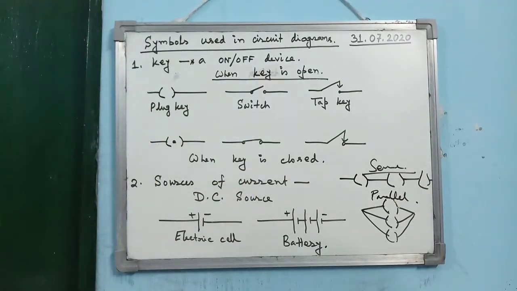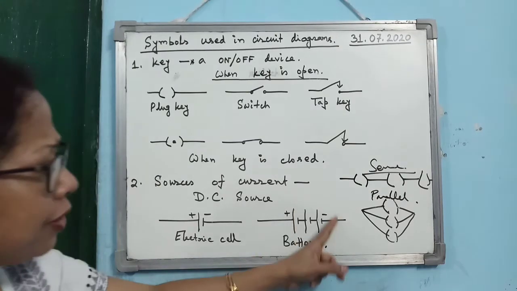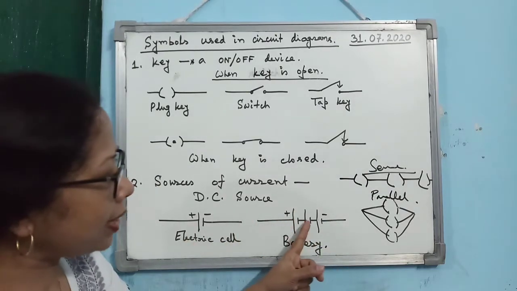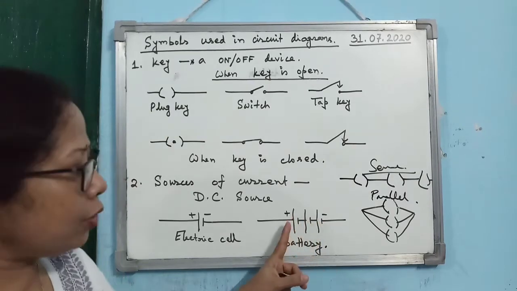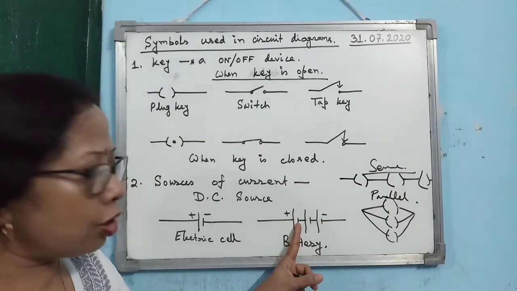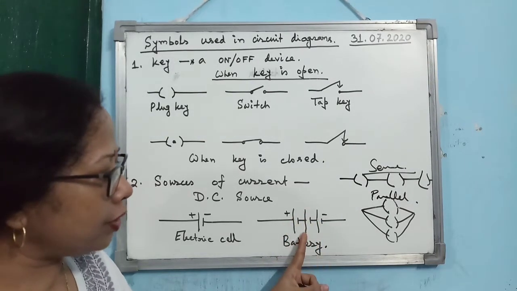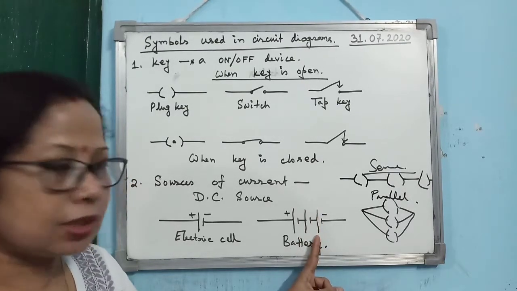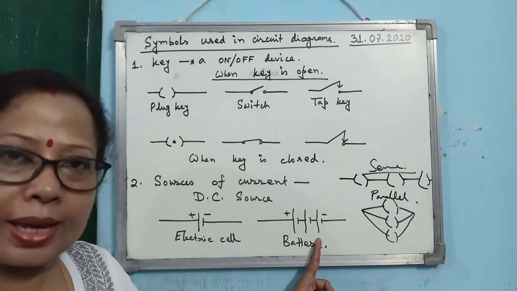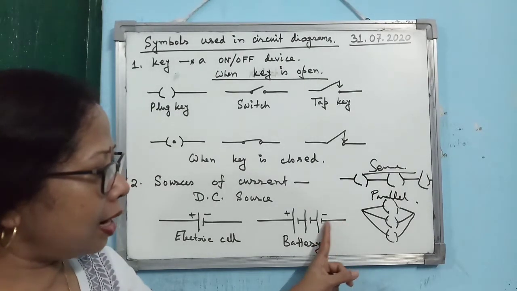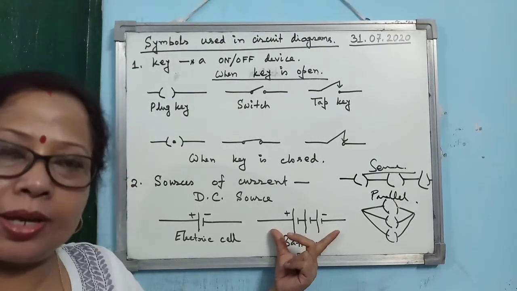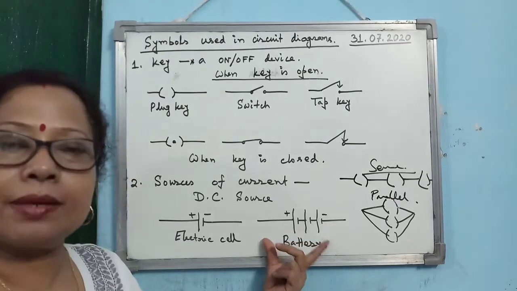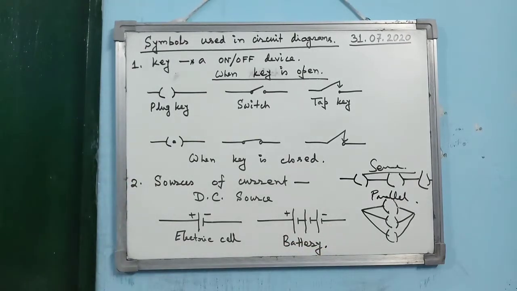Alright, now generally battery means what? All the electric cells are connected in series. You see what is done. Negative terminal of one cell is connected to the positive terminal of the other cell. Then it is the two ends of the battery. So this is the symbol for battery.